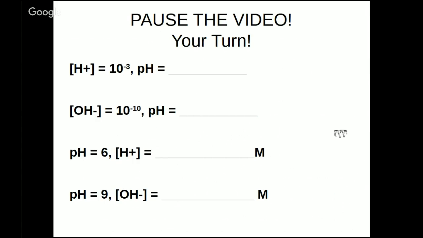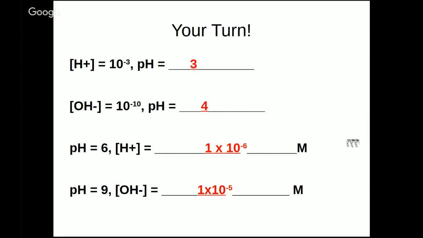All right, hopefully you had a chance to try those problems. Let's see how you did. This first one, pretty easy. You're told the hydrogen concentration is 10 to the negative 3. You take that 3, you ditch the negative sign, your pH is 3. In the second one, you're told that the hydroxide concentration is 10 to the negative 10. That means that the pH is going to be 4, because 10 plus 4 is 14. You're told the pH is 6. What's the hydrogen concentration? Easy peasy, it's 10 to the negative 6. Or technically 1 times 10 to the negative 6.